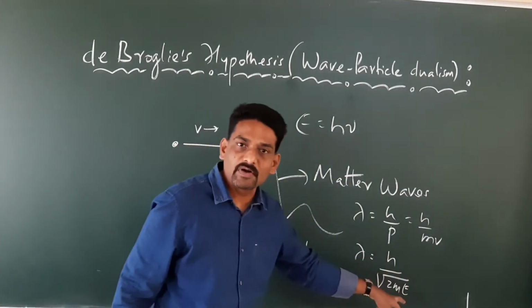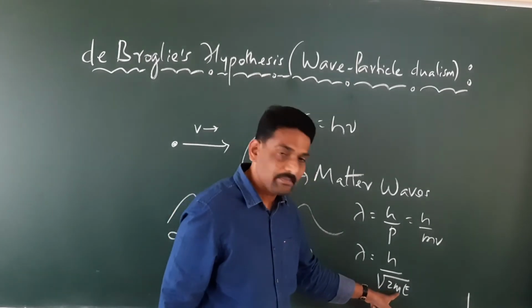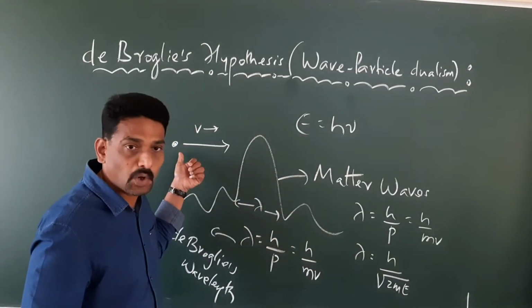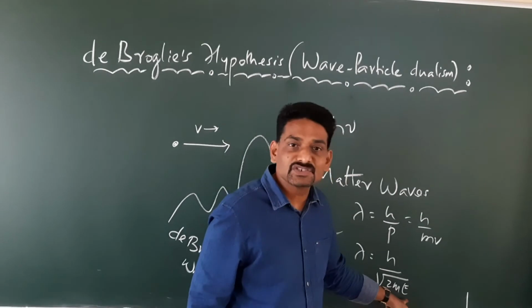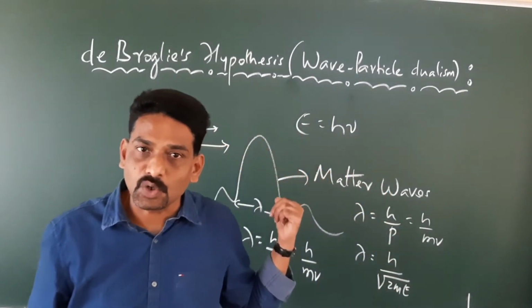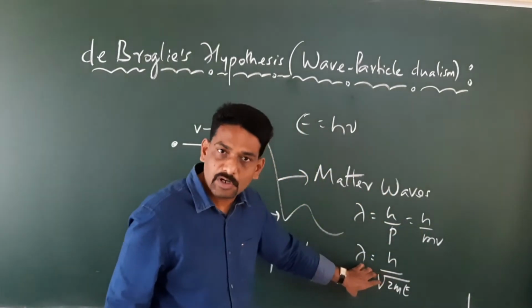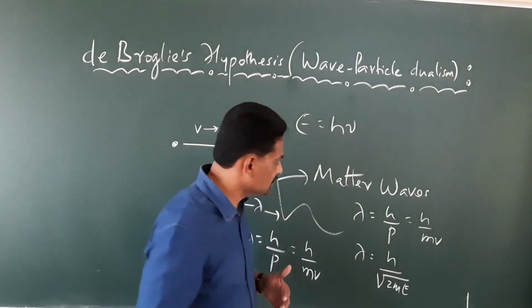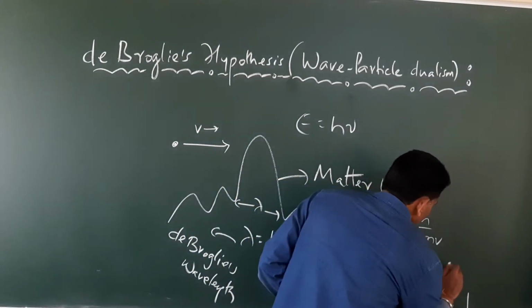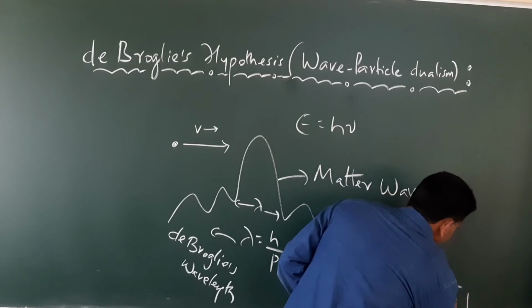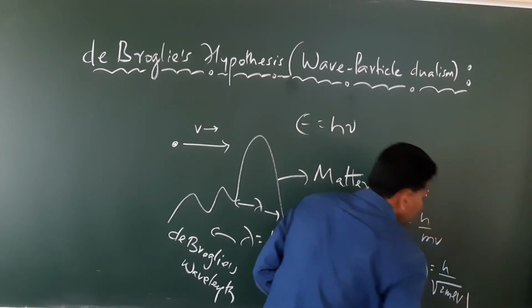This is one more form of a de Broglie wavelength. What is the m? Again, mass of the electron. What is the E? The energy associated with the moving electron. This is one more form of a de Broglie wavelength. We can also express this as lambda equals h divided by square root of 2mEV.